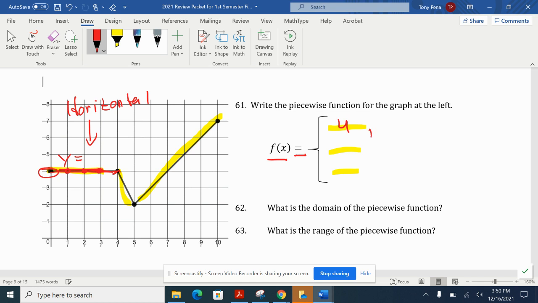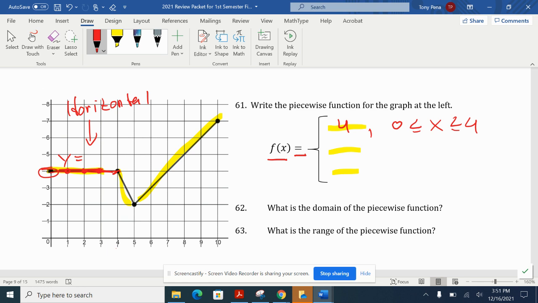We then want to define the interval in which that is defined. This horizontal line starts at the x value of 0 over here, if you look at the graph. So I'm going to start my interval at 0. And the horizontal line ends at the x value of 4. So I'm going to go 0 to 4. That's when I have that horizontal line y equals 4.